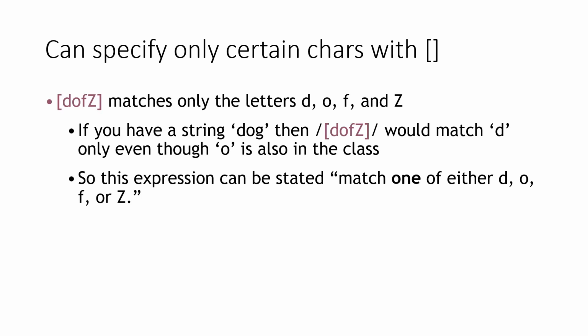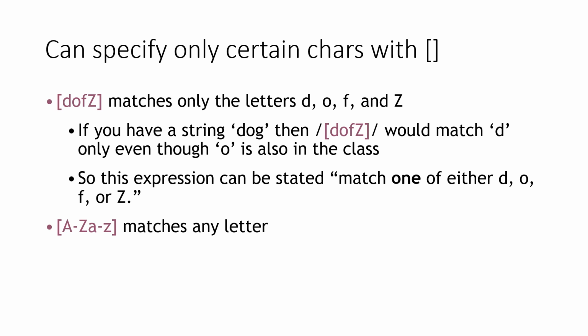The next special characters in regex are the square brackets. If you put characters inside the square brackets, it means only those characters. For example, if you have square brackets and I have the letters D, O, F, and capital Z, it matches only the letters D, O, F, and capital Z. If you have a string like dog, then [DOFZ] will match D even though O is also in the class. This expression can be stated as match one of either D, O, F, or Z.